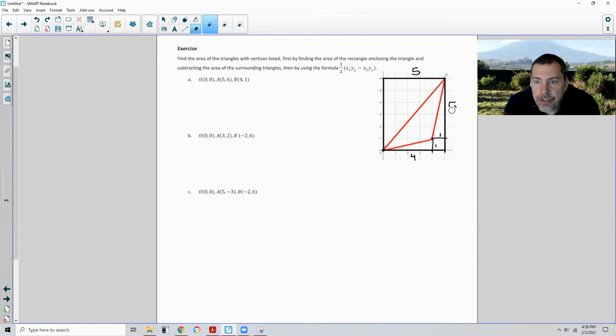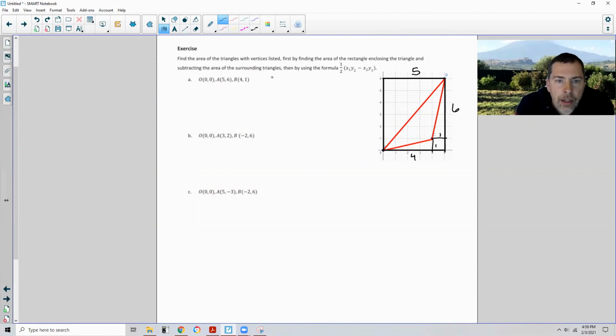Say I put a 5 here. I'm actually doing that triangle here. Let's do the whole side first. So the rectangle is 5 by 6, 4 plus 1, and then this side. So the rectangle is 6 times 5, or 30. So the area of the rectangle is 30.